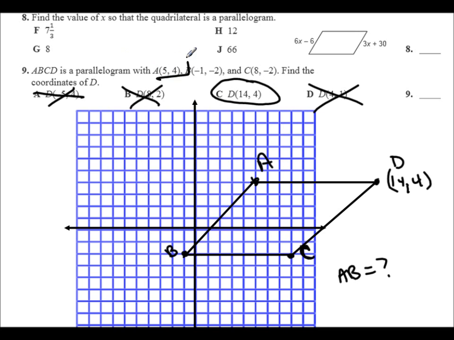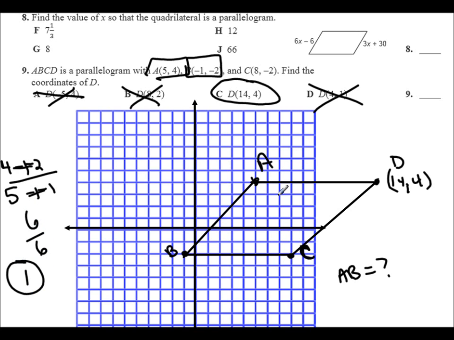The slope formula for AB is going to be y minus y. So 4 minus a negative 2 over x minus x, 5 minus a negative 1. So I get 4 plus 2 over 5 plus 1. I get 6 over 6, which is 1. So that's the slope of AB.